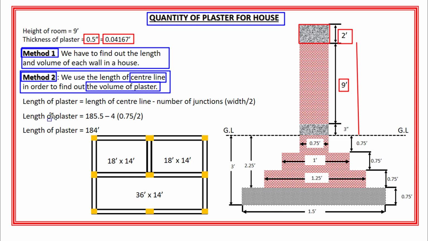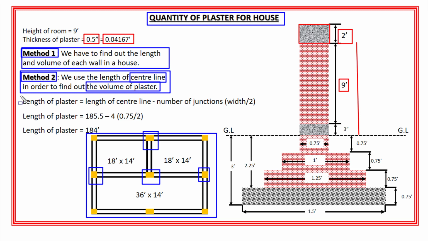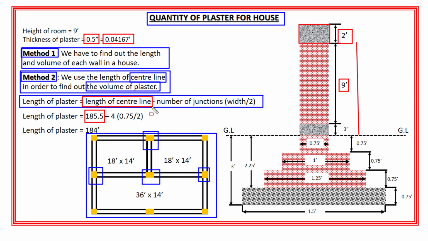Okay? And in this house plan, I have 4 junctions. Now to find out the length of the center line above the ground level, I have to deduct these four junctions from the half of the width of the wall. Okay? So the length of the center line above ground level is equal to 185.5, which is the length of the center line, minus 4, which is the number of junctions, into 0.75 feet, which is the width of the wall, divided by 2. And the total length of the center line above the ground level will become 184 feet.